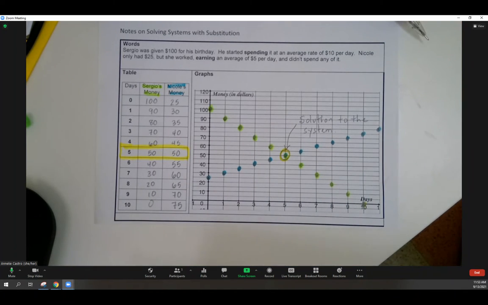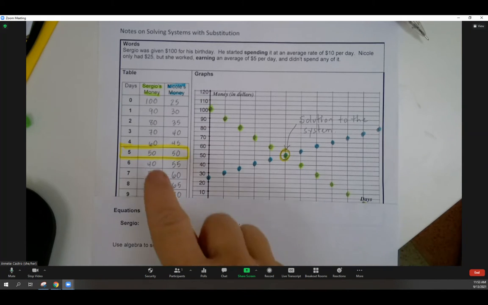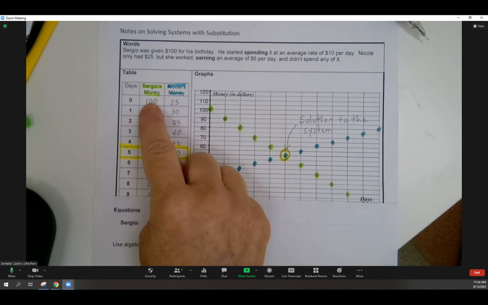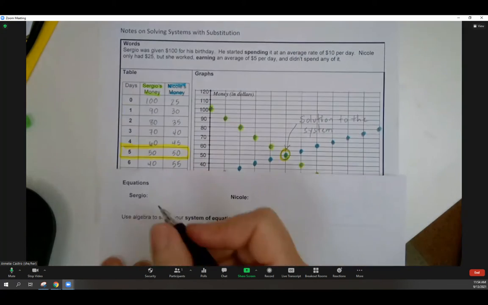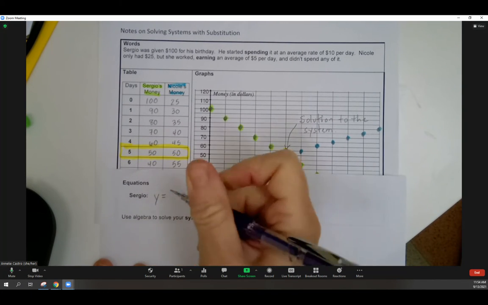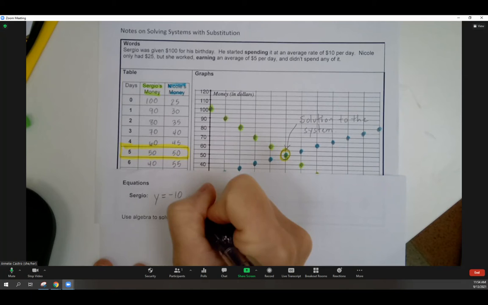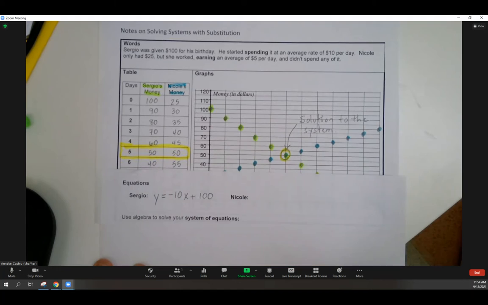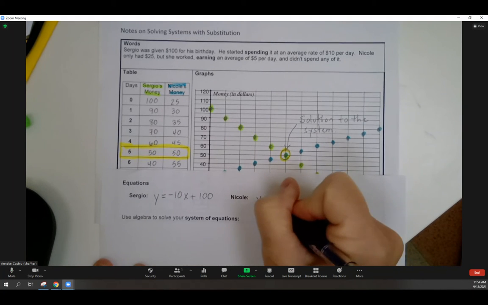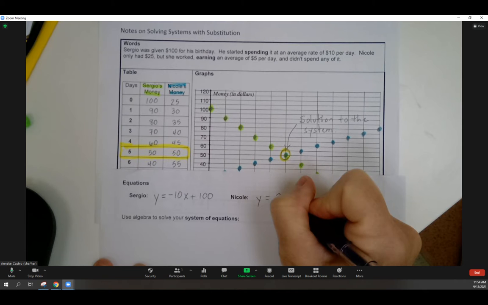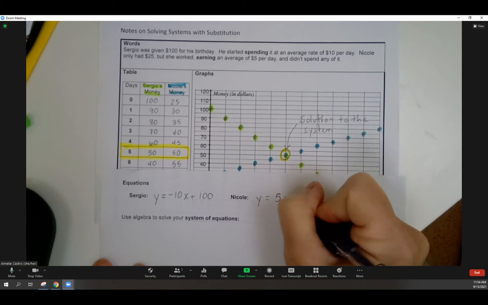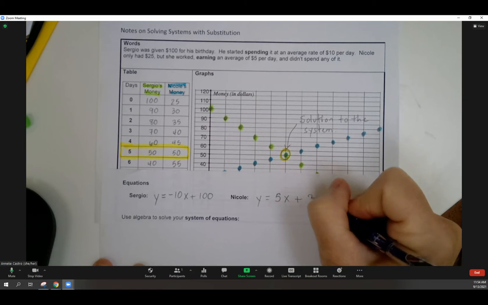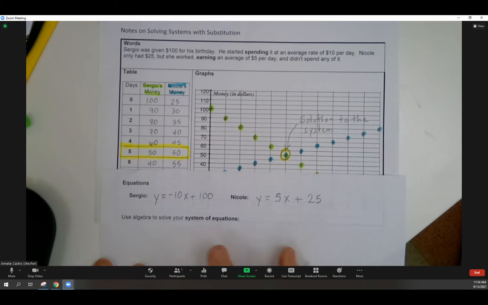Okay, so let's see if we can write an equation for Sergio and Nicole. Sergio has a starting point of 100 and his rate of change is minus 10. So I can write Sergio's equation, y equals minus 10x, we always put the rate of change with the x, plus his starting point, 100. We can do the same thing for Nicole. Her starting point was 25, and her rate of change is 5. She's adding $5 each day. So now I've written equations for both Sergio and Nicole.